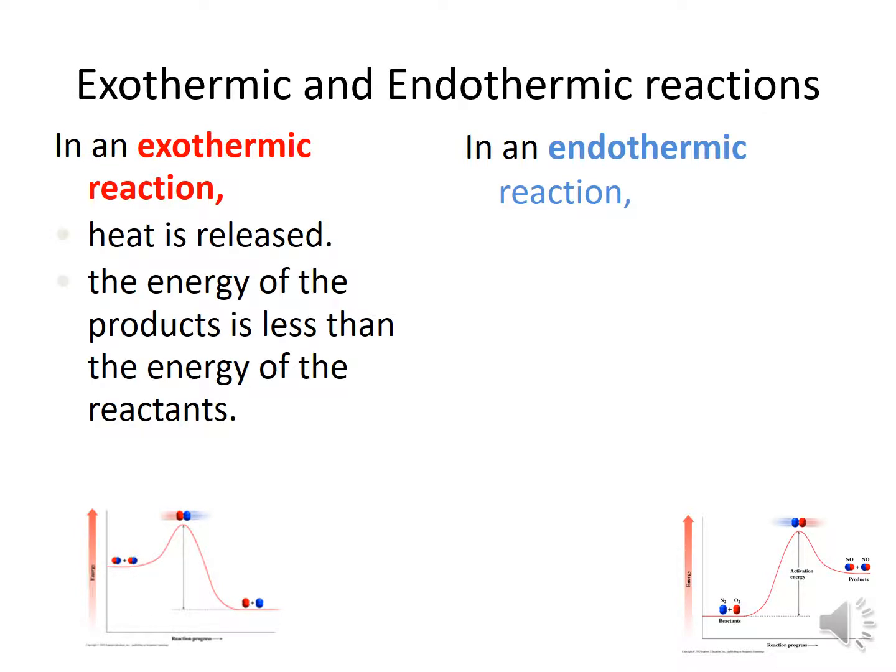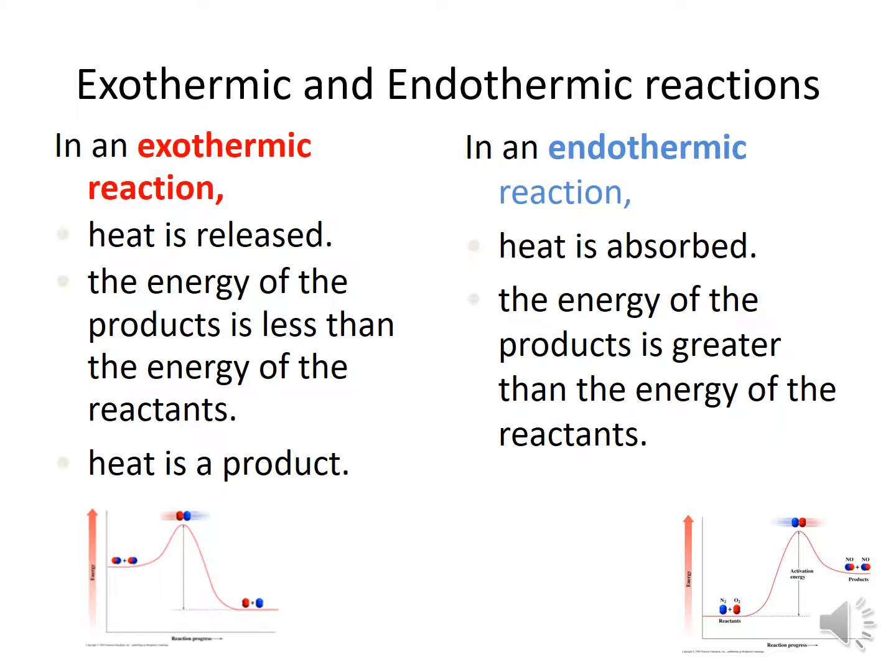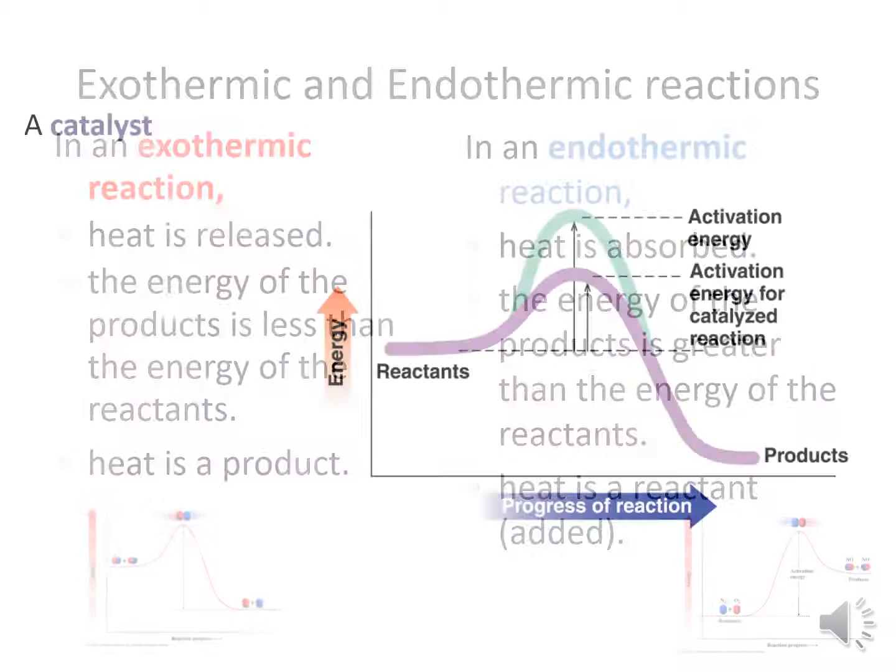Exothermic means heat is released. The energy of the products is less than the energy of the reactants. So there's some energy loss. Heat then can be considered as a product in that case. Heat is produced, heat is released. In an endothermic reaction, heat is absorbed. The energy of the products is greater than the energy of the reactants, so heat is a reactant. Heat is added in the case of the one on the right, endothermic.